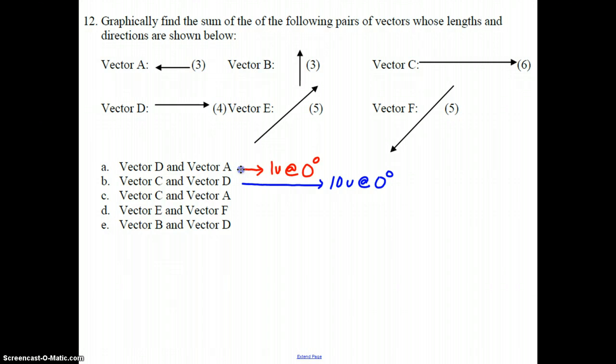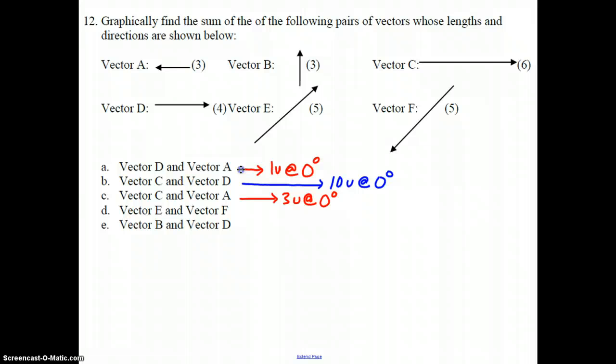Vector C and vector A are at 180 degrees to each other. So that would produce a resultant that is 3 units in length, producing a minimum. We subtract. And vector C has greater magnitude than vector A, and vector C is pointing at 0 degrees. So the resultant would end up being pointed at 0 degrees as well. Notice all our answers have magnitude and direction, very important.